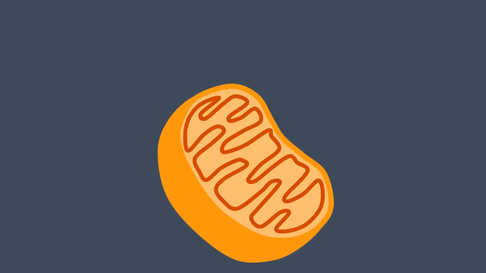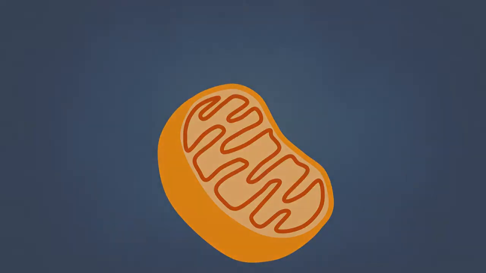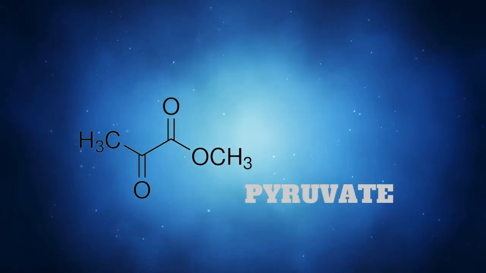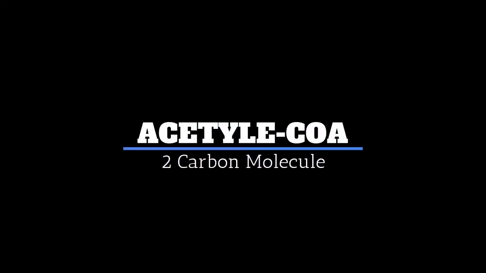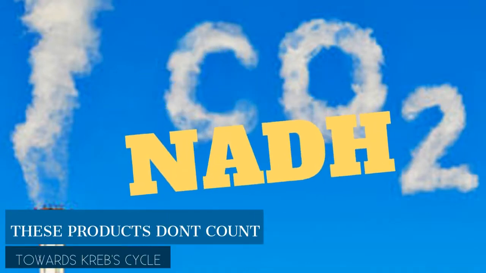The Krebs cycle takes place inside the mitochondria. Now, after glycolysis, glucose molecules, which are 6-carbon molecules, are turned into 2 pyruvate, which are 3-carbon molecules. Pyruvate is then oxidized into acetyl-CoA, the 2-carbon compound, by the enzyme pyruvate dehydrogenase complex. This process creates 2 products, which are CO2, otherwise known as carbon dioxide, and NADH.